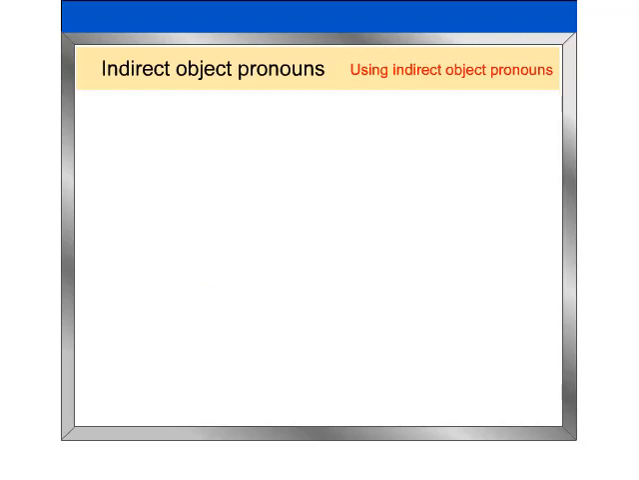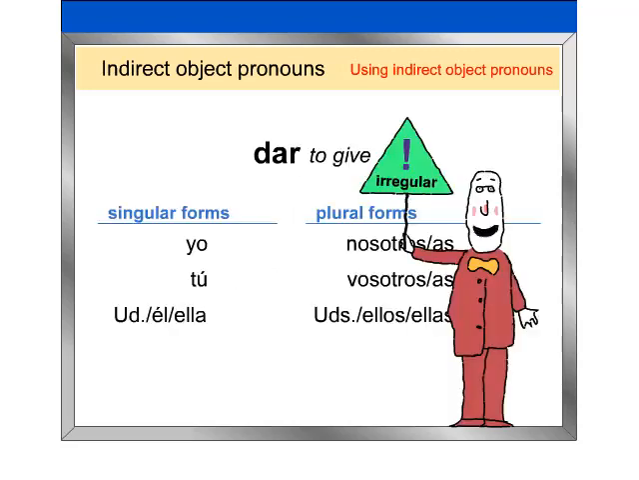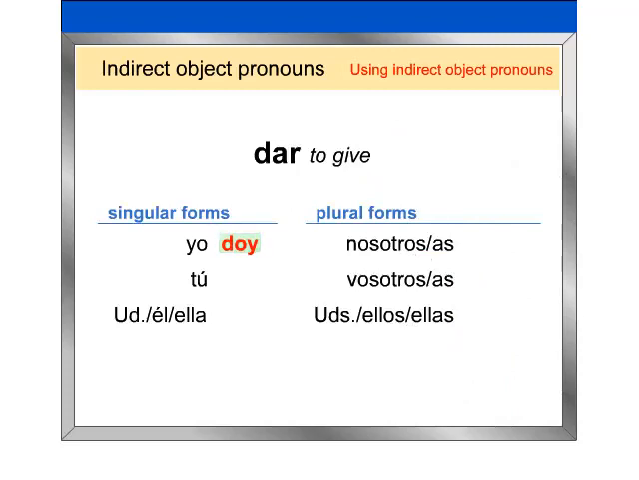The irregular verb dar, to give, as well as decir, are often used with indirect object pronouns. Here are the forms of dar. Repeat after me. Yo doy. Tú das. Él da. Nosotros damos. Vosotros dais. Ellos dan.